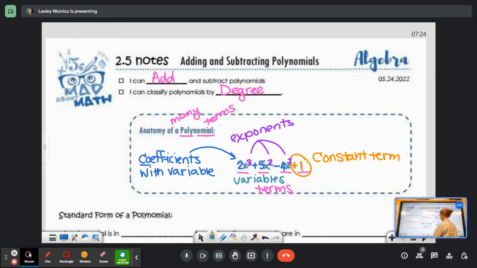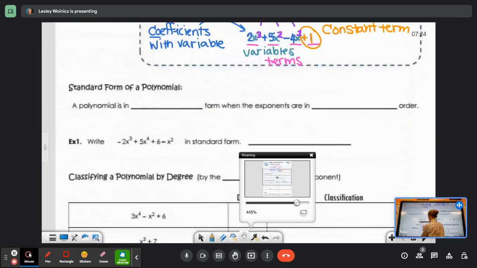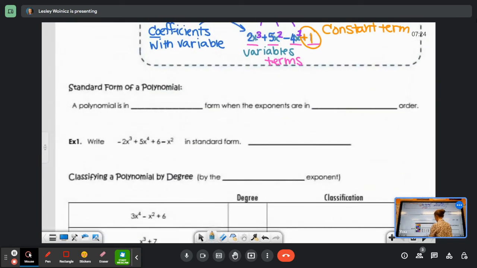Easy enough, right? All right, next thing we need to talk about is standard form. So we know that a polynomial is in standard form when its exponents are in descending order. So the example that we just dissected up at the top, that one is in standard form. The exponents go 3, 2, 1, none. So they're going down, they're decreasing, that's standard form.